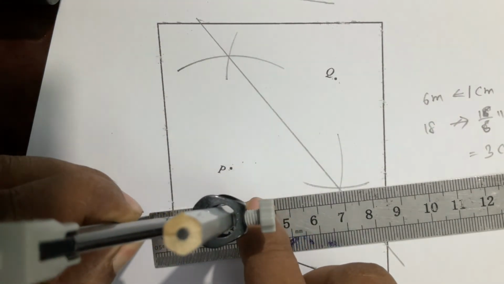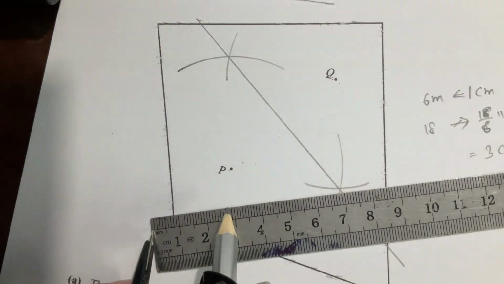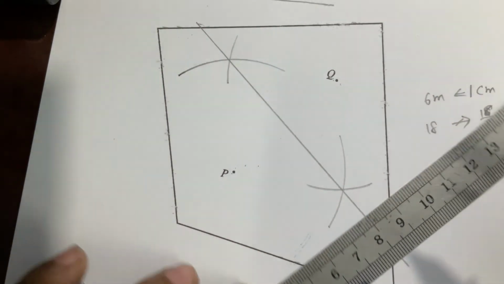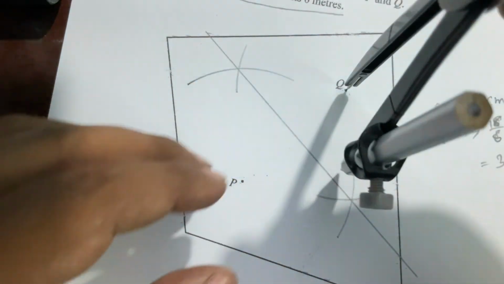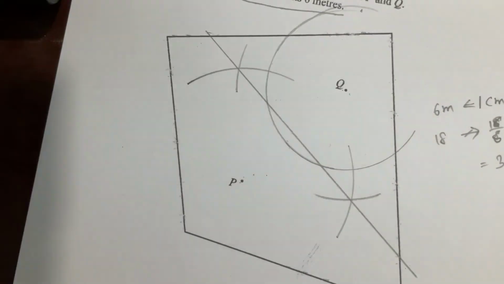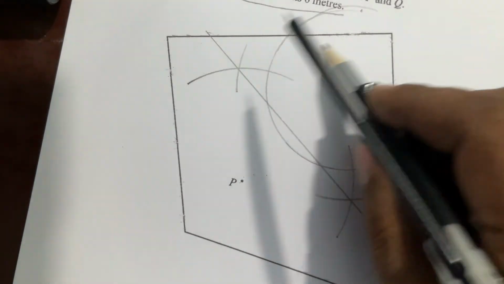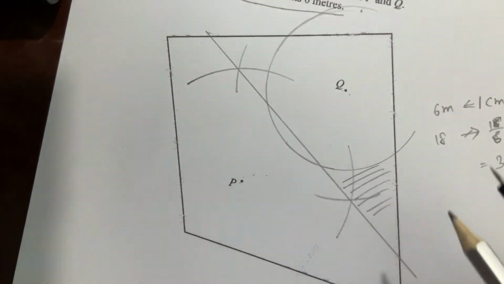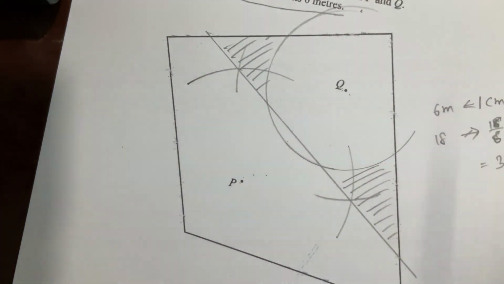This is 3 centimeters, what I have measured from the scale. Then let me draw a circle here with the radius. Then we can shade the region that is more than 18 centimeters from Q. So more than 18 is this part, and this part is nearer to Q than to P, and this is the shaded part. Okay.